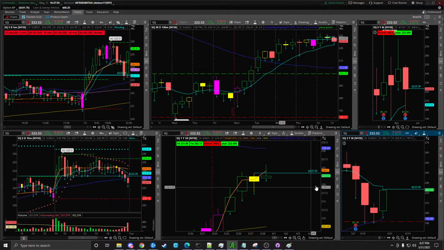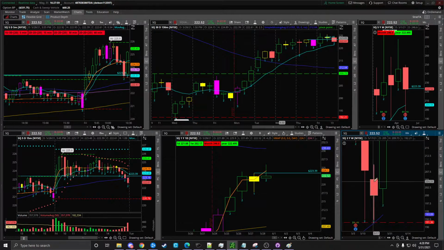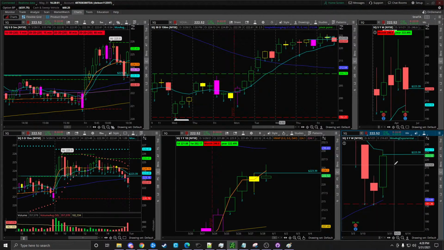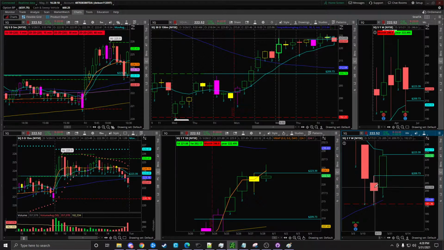So like SQ, for example, here's a 2 down on the bottom right. Price barely wicks low, but that's why I have it labeled, so you can see that this is by definition a 2 down. So you could have longed SQ using the weekly time frame over 209.73. You could have used that as your swing and set your stop again a dollar or two below.